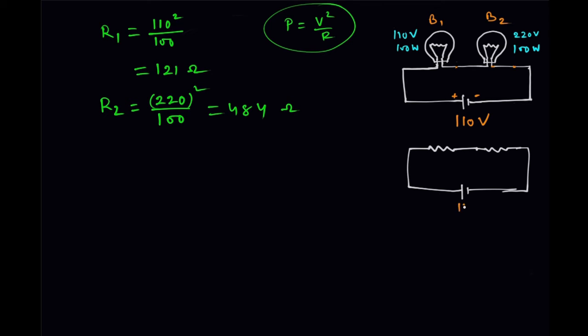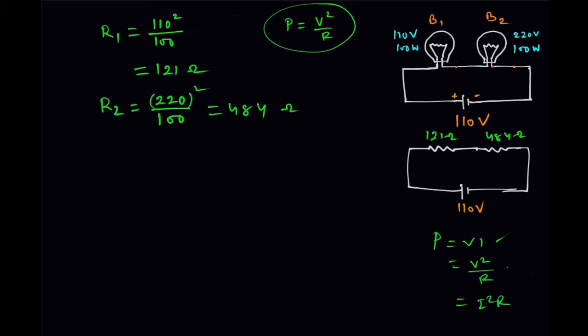Now you can see that this is 110 volt and this is R1. R1 is how much? 121 ohm. This is 121 ohm, and this is R2. This is 484 ohm. Now to find the power consumed in these two bulbs B1 and B2, we have to find the power consumed in these two resistances. We know the power formula P is equal to VI, that is equal to V square divided by R, that is same as I square R. We will apply this formula.